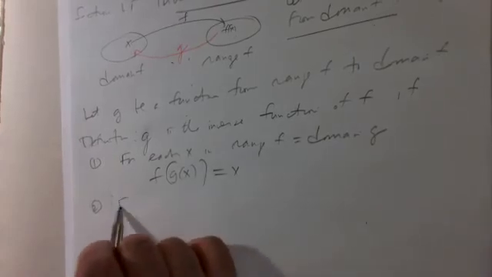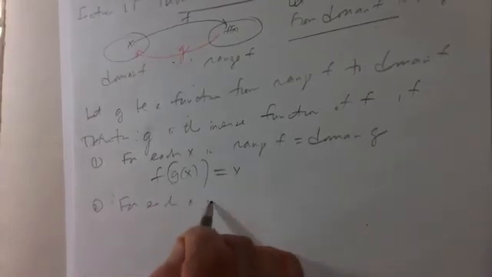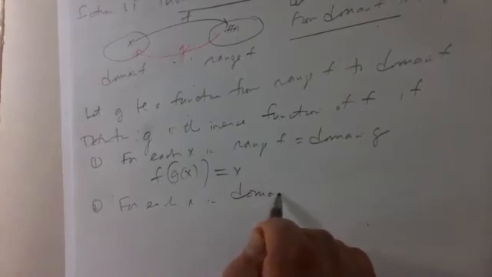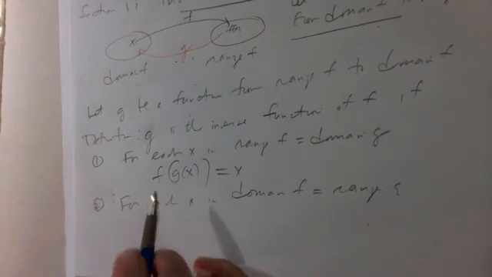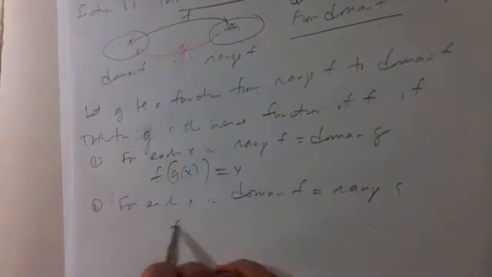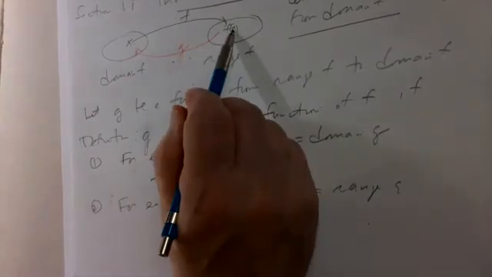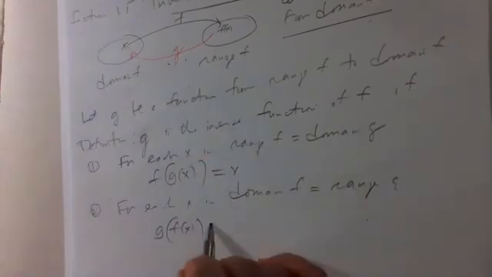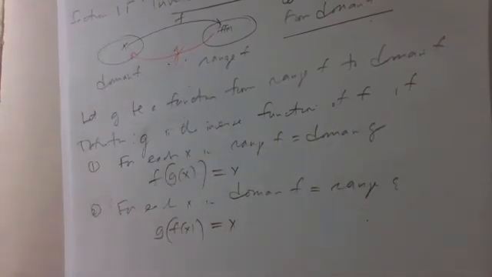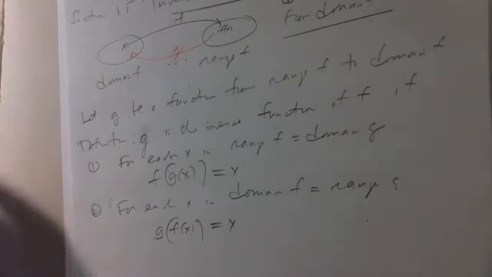And second, for each x in the domain of f, which is going to be the range of g, if I take x, I send it over here, I get f of x. I take f of x and apply g to that. That brings me back over here, and that's equal to x. So the inverse of a function somehow reverses the function.